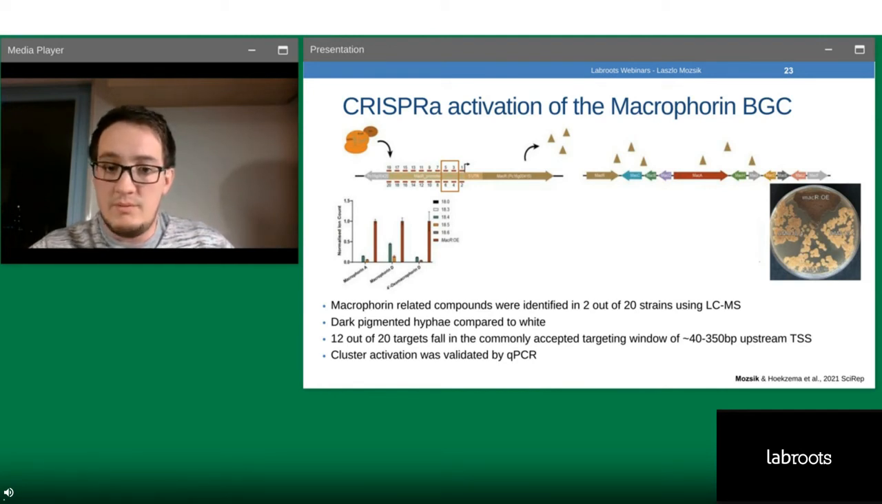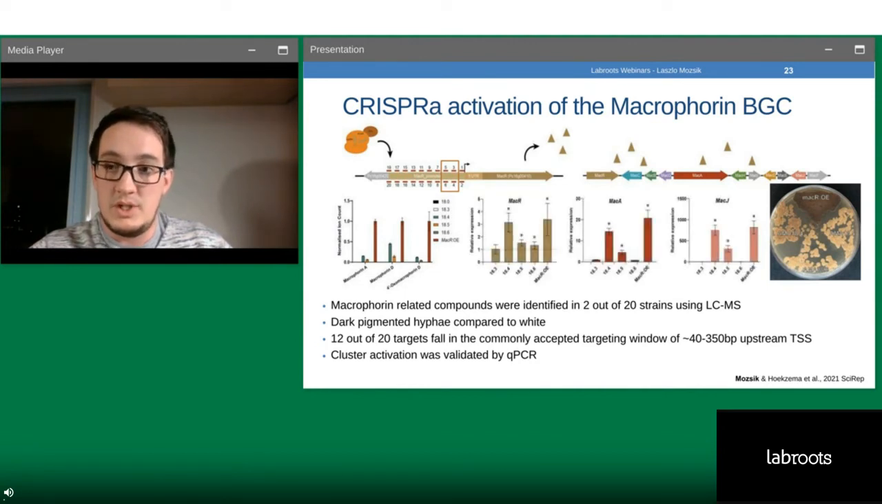And after validating on solid agar by macrophorin-related compounds, we also performed liquid cultures where we performed qPCR on the genes of the gene cluster. We investigated the regulator, MucA, which is the first gene of the biosynthetic gene cluster, as well as MucJ, which is the last gene of the biosynthetic gene cluster. And we realized activation of the biosynthetic gene cluster, as well as the targeted regulator, as well as the biosynthetic gene cluster which is regulated by the regulator.